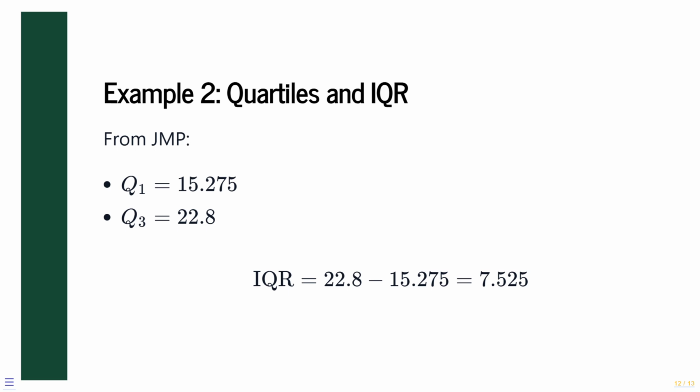This IQR tells us how spread out the middle half of fuel efficiency values are. It focuses on the core of the distribution where most cars fall. Extreme low or high miles per gallon values do not distort this measure.